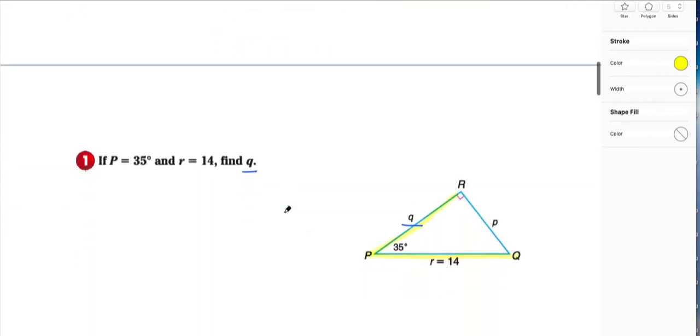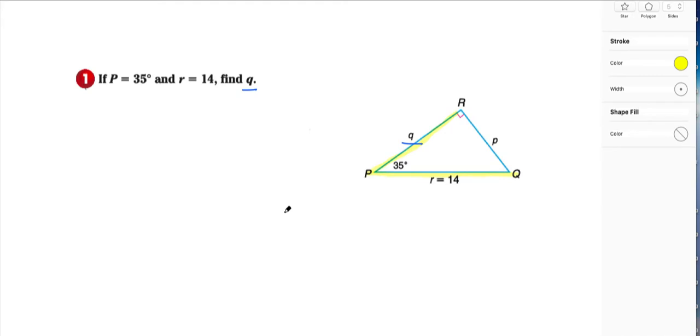The first example we have here is example 1, where we're given some information about this right triangle. Let's just orient ourselves a bit. The right triangle has a hypotenuse of 14. It has an angle of 35 degrees. We can find this angle by using the fact that the sum of the interior angles of a triangle is 180. We'll see if we need that. Let's not do more work than we need. We are asked, given that angle P is 35 degrees and side R, which is the hypotenuse, is 14, find side Q.